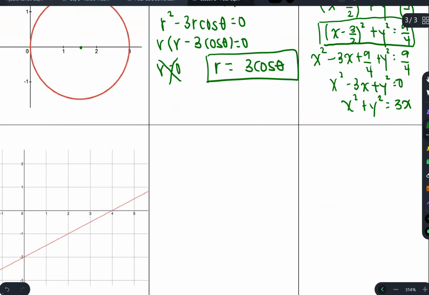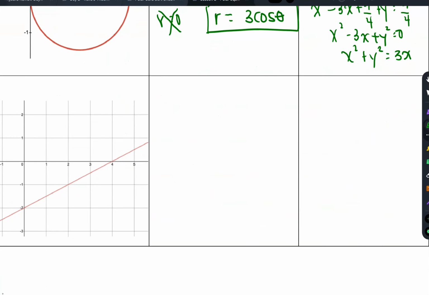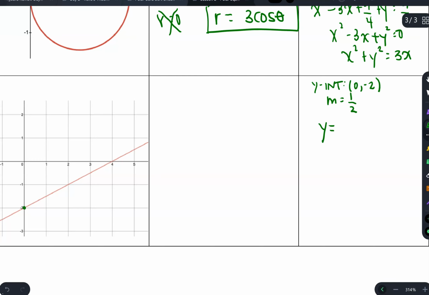All right. So if we look here for this next one, this is a rectangular one, so we've got a y-intercept of negative 2. And then my slope is rise over run, so 1 over 2. So the slope is 1/2, right? So this will be y equals 1/2 x minus 2.